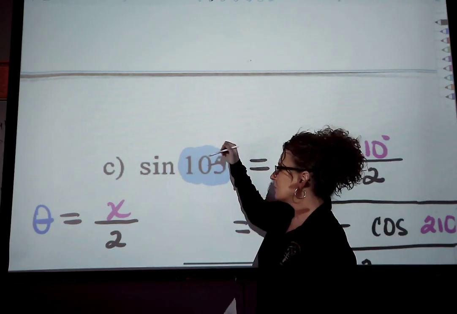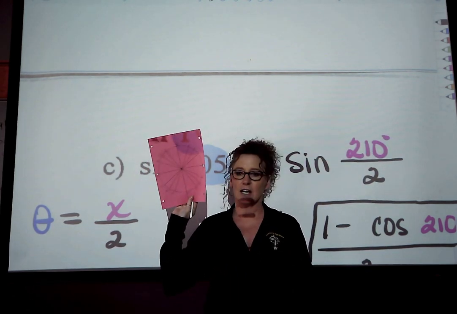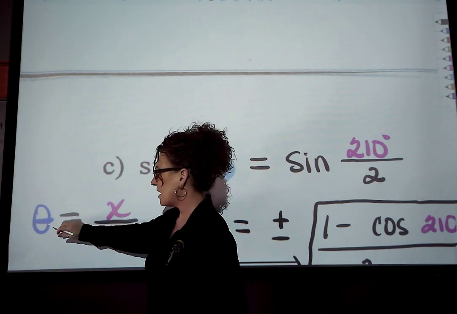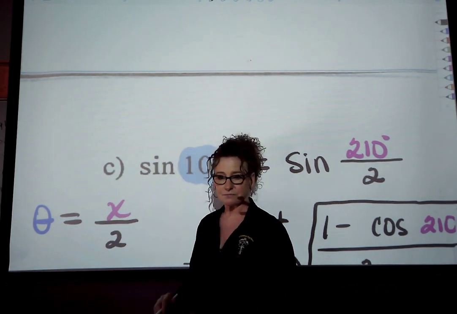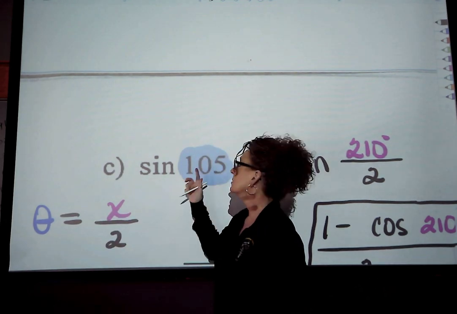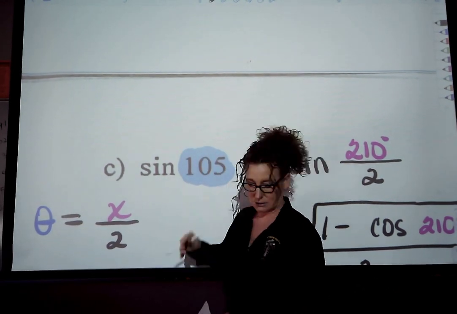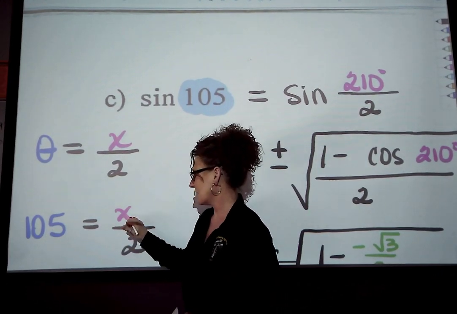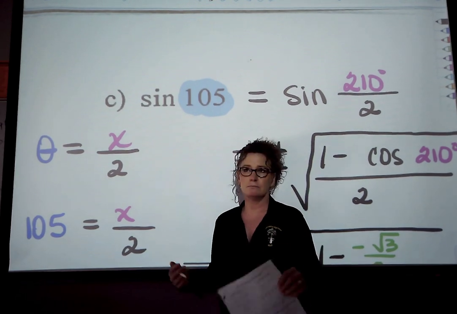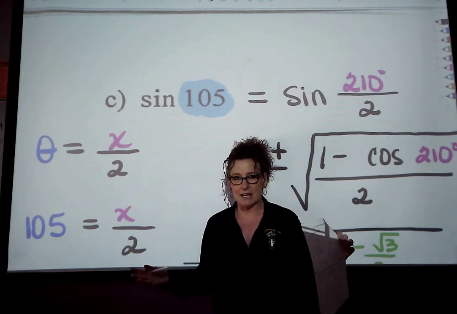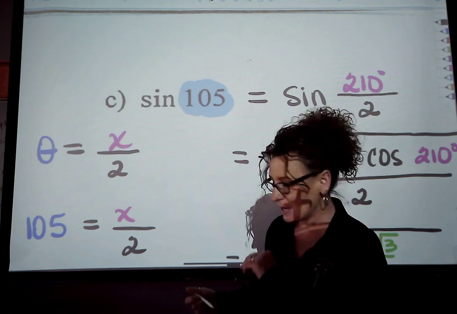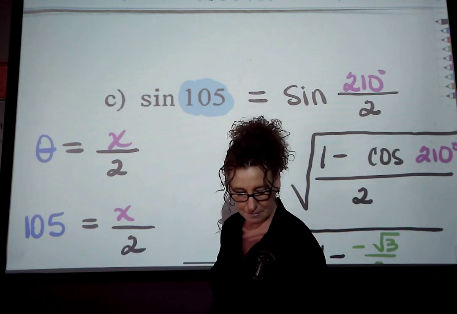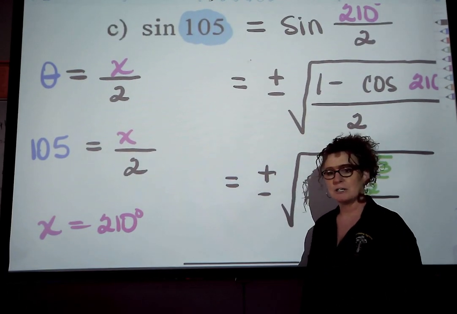All right, here we go. 105. I think that 105 is going to be half of something. So this is the relationship that I use. Remember, I'm calling this one my theta. So 105 is something cut in half. Now, many of you just know automatically what the angle is, and some of you don't. So let me go through and do the math with you. I'm going to cross multiply. 1 times x equals 2 times 105. X ends up to be 210 degrees.